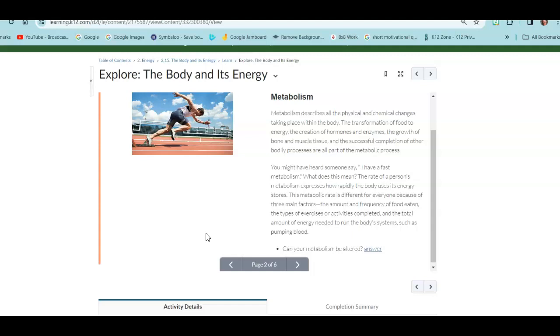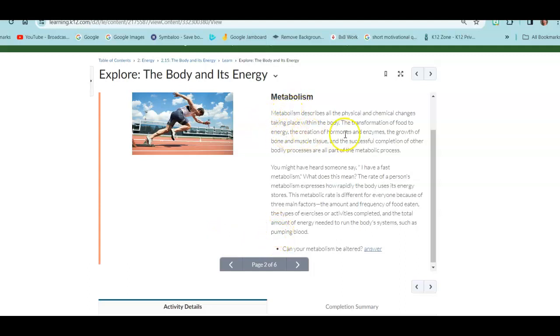You might have heard someone say I have a fast metabolism. So what does that mean? The rate of a person's metabolism expresses how rapidly the body uses its energy, the energy it stores. So this metabolic rate is different for everyone because of 3 main factors: the amount and frequency of food eaten, the types of exercise or activities completed, and the total amount of energy needed to run the body's systems, such as pumping blood. So what is metabolism?